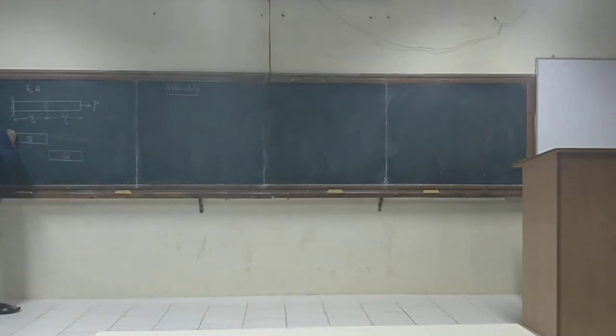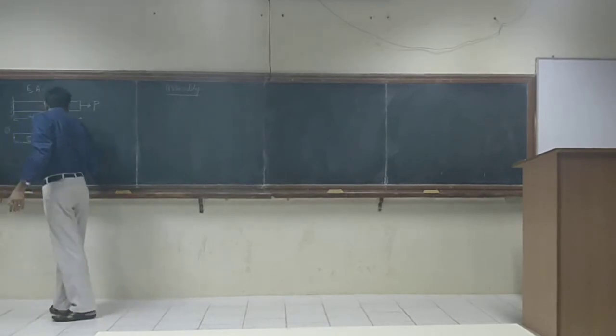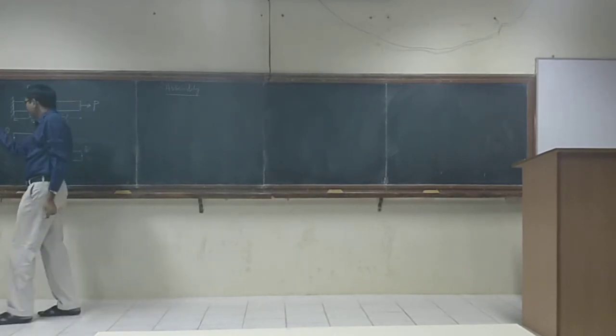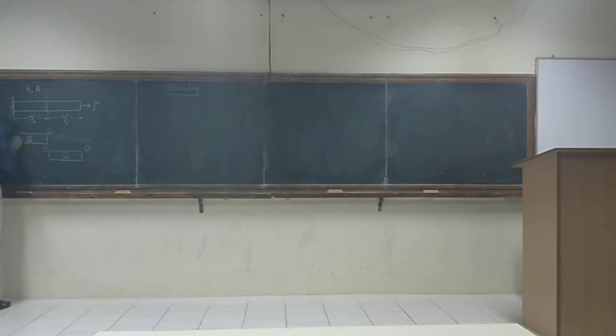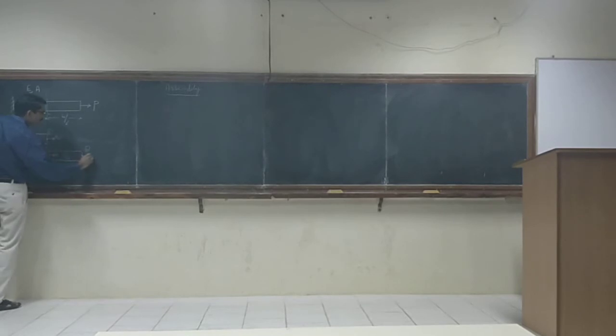This is node 1 for this element. This is node 2 for this element. And this is node 1 for this element. And this is node 2 for this element. Now what are the displacements here? This is U1. This is also U1. This is also U2.